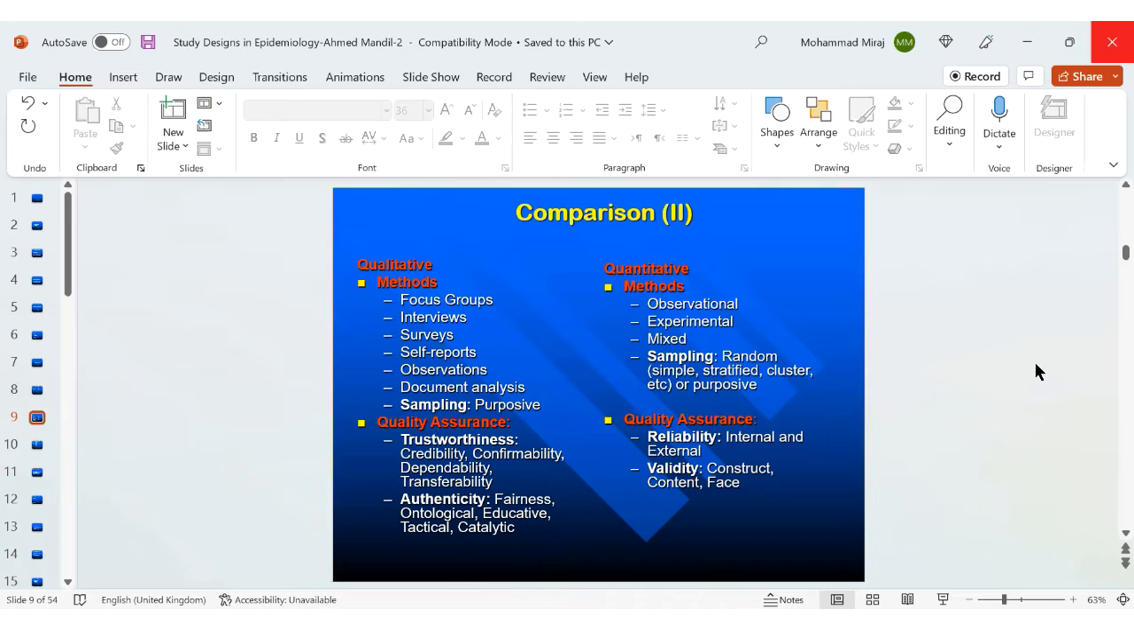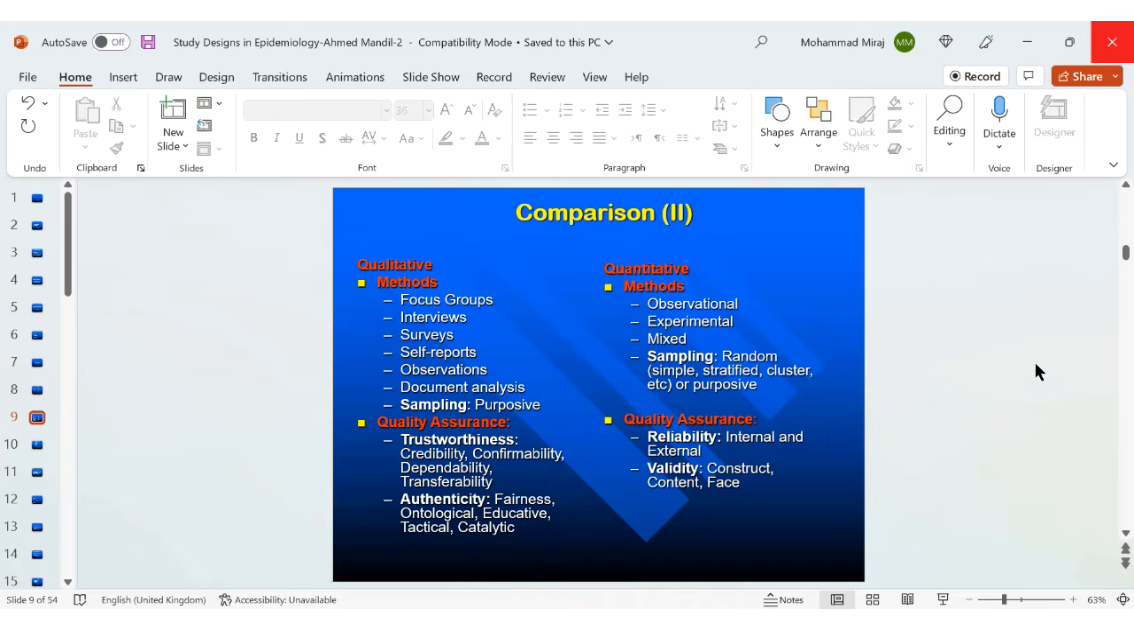Then the analysis part. Okay, sampling. Here the type of sampling we use is purposive sampling. The quality assurance will depend on the credibility, confirmability, transferability, and dependability. And as far as the authenticity, it has to be done with fairness. So the type of sampling we use is purposive, whereas in quantitative, there are different types of sampling methods. For example, how do you choose your sample? Whether it's a probability sample or a non-probability sample, and under the probability sample, whether it's a stratified or a systematic sample. Depending on the type of sample, we are going to choose the study.